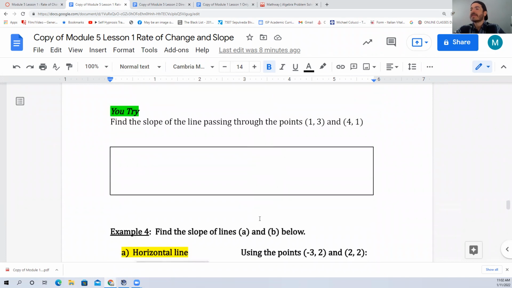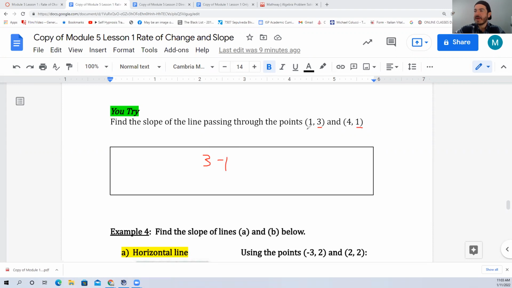Find the slope of the line passing through the points (1, 3) and (4, 1). Okay, I'm going to do this one for you the old-fashioned way. I'm going to take my y values. I'm going to use this as my second point, and I'm going to go 3 minus 1.